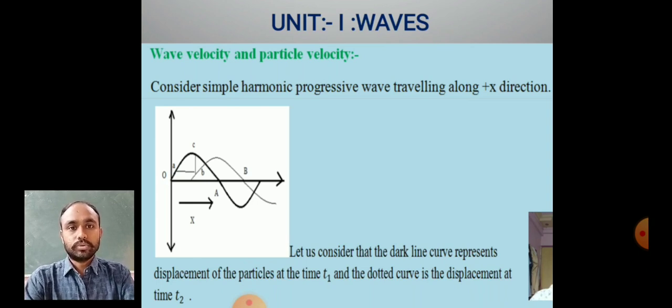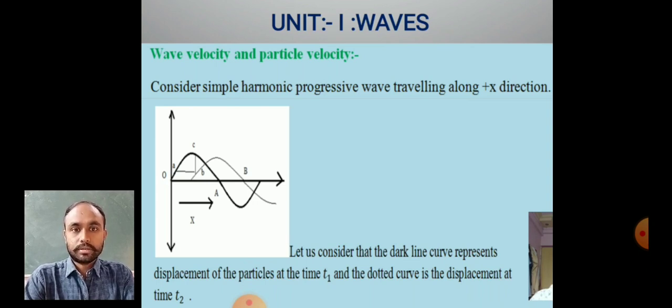You can see on the screen the first article, shown by the green color, that is wave velocity and particle velocity. So first of all, what is a wave? Most of the time we think that if a wave is traveling in a particular direction, all the particles of the medium are also traveling in the same direction. This was the misconception in our mind when we see any wave.